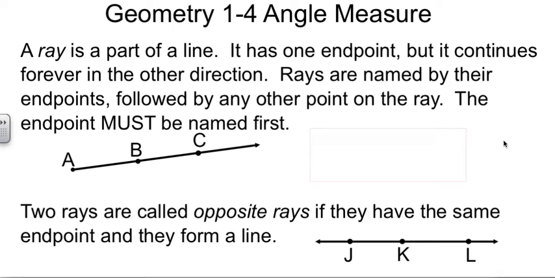This is Geometry, Chapter 1, Section 4, in which we will discuss angle measures. And we're going to have to do a little build-up work to get to talking about angles. First, we need to know what rays are. All a ray is, is part of a line. It has one endpoint, but then it goes forever beyond in the opposite direction away from that point.